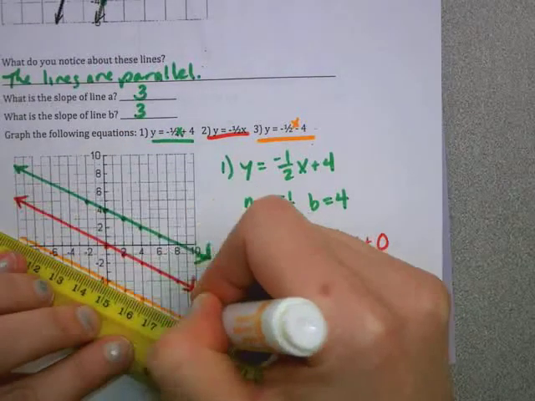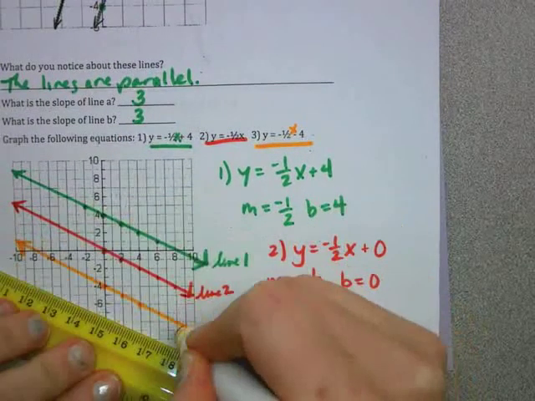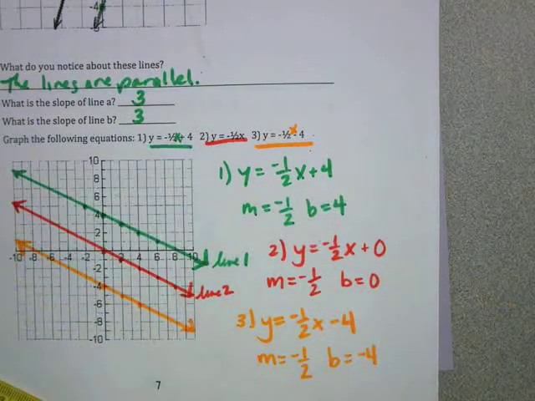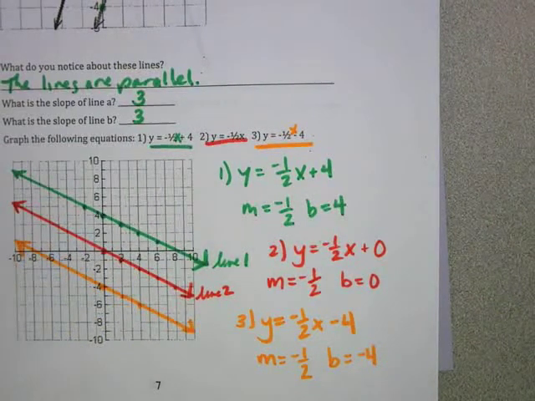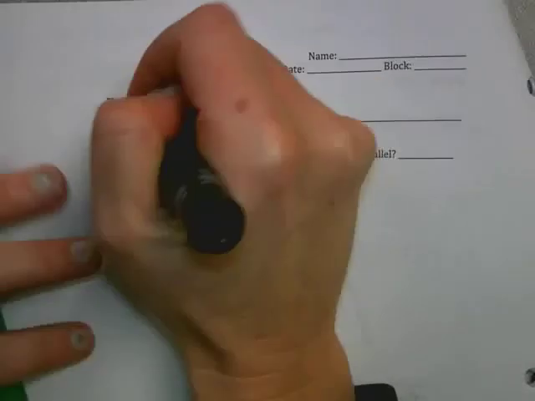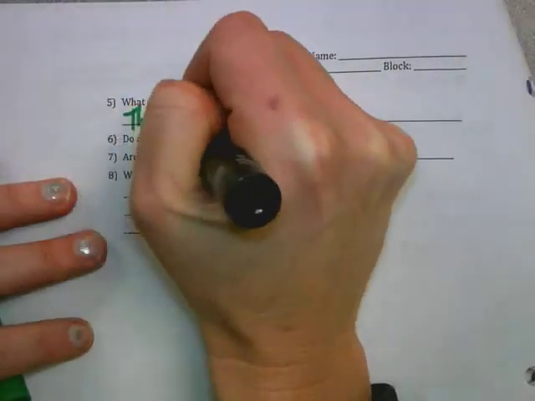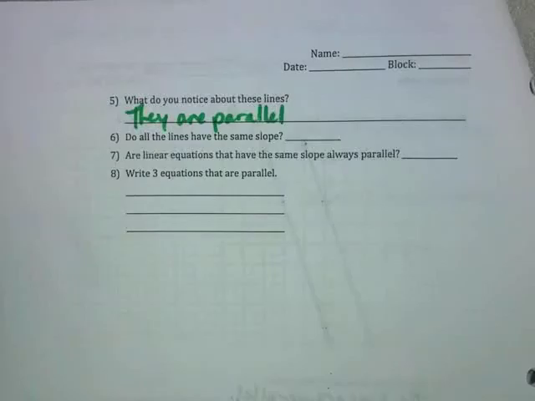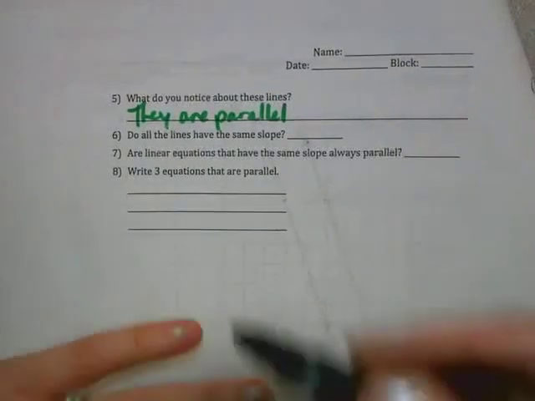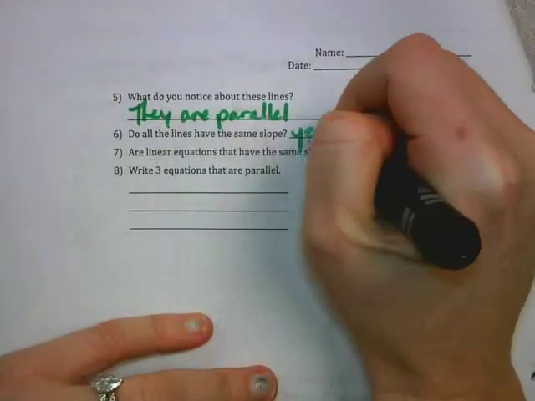If you did them nicely, you can tell mine are just a teensy bit off, but you should have 3 parallel lines on your paper. Okay, so let's talk about this. What do you notice about these 3 lines we just did? They are parallel. Did they all have the same slope? Yes, they did. They were all a negative half.